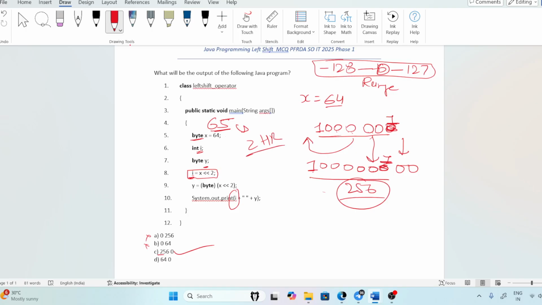Now let's look at the option of byte. Here we have y. What is y? It is a byte. It has the range of minus 128 to plus 127. Byte of y, again the x value. What is the x value? 64. Again the left shift of 2. Now the problem will occur. Why? Because we have a limited range.